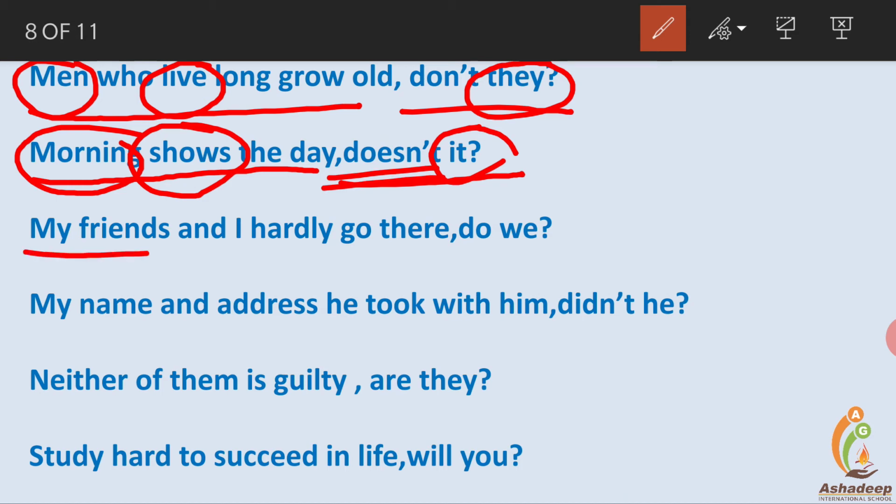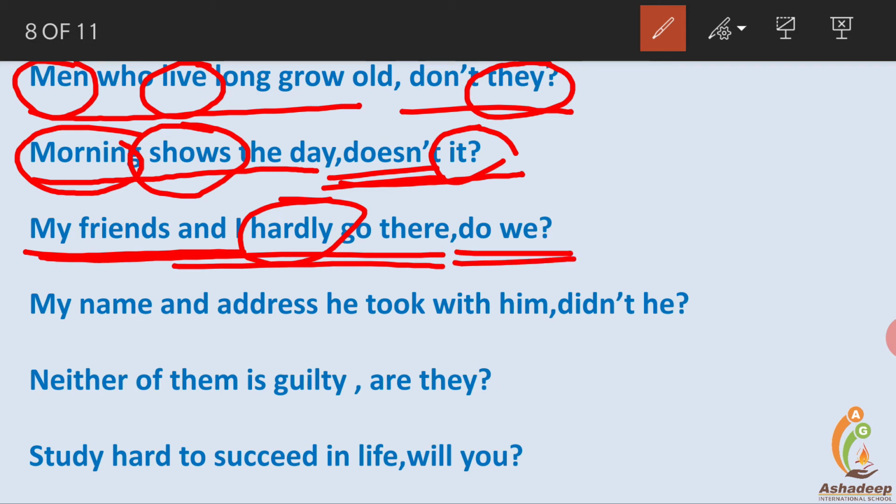My friends and I hardly go there. Hardly makes the sentence negative, it produces negation, so the question tag is positive. Do we? Do we is the verb used for this.